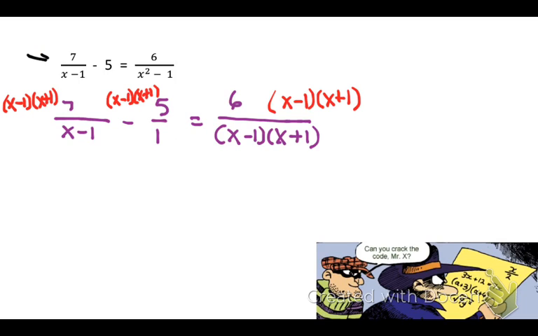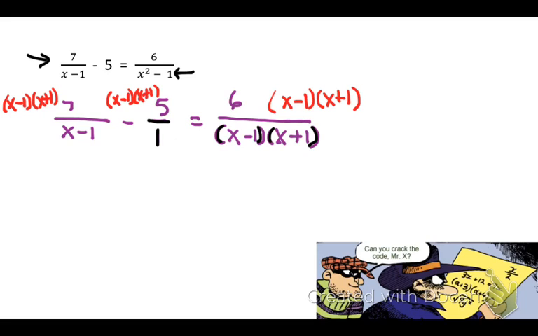Okay, so we're starting off with this original problem here. I did two things to it already. First, I put a 1 beneath the 5, so we can see that we have 3 denominators. And then the x squared minus 1, we have the difference between squares, so I factored. Then I could determine what we needed to multiply each fraction by.